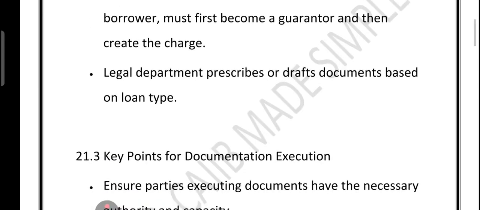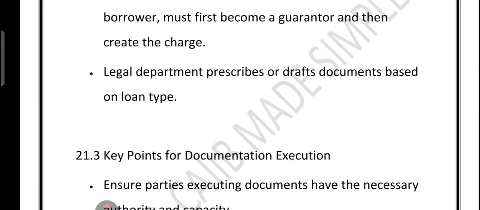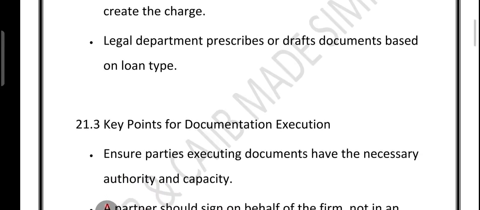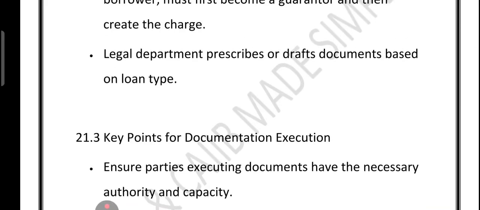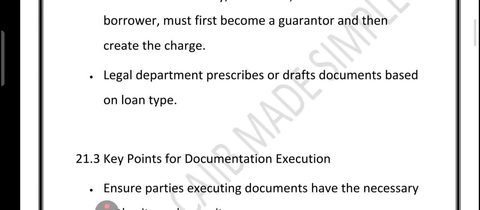And lastly, depending on the type of loan, the bank's legal team will either provide a standard format or draft a custom document, right? So that is called legal department prescribing or drafting documents based on loan type. So in simple words, before a single rupee is disbursed, the bank ties up all legal loose ends to make sure that if things go wrong, they are ready to recover the money. And that is how smart, secure lending happens in banking.